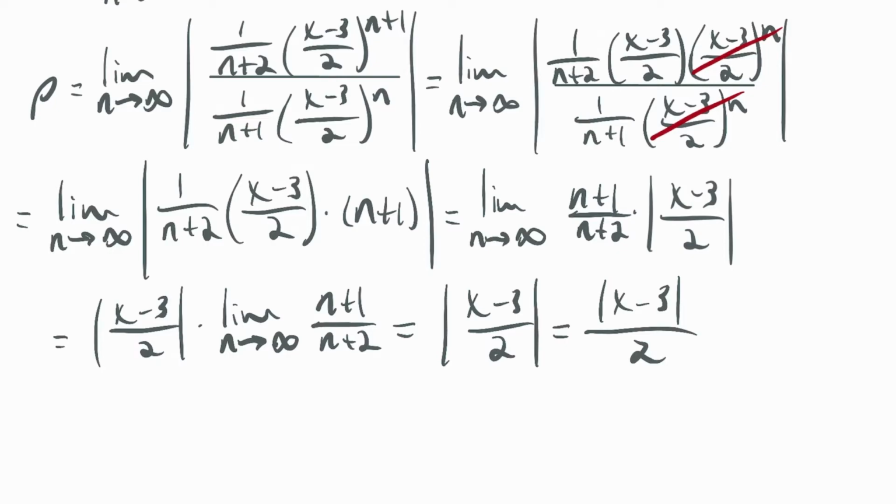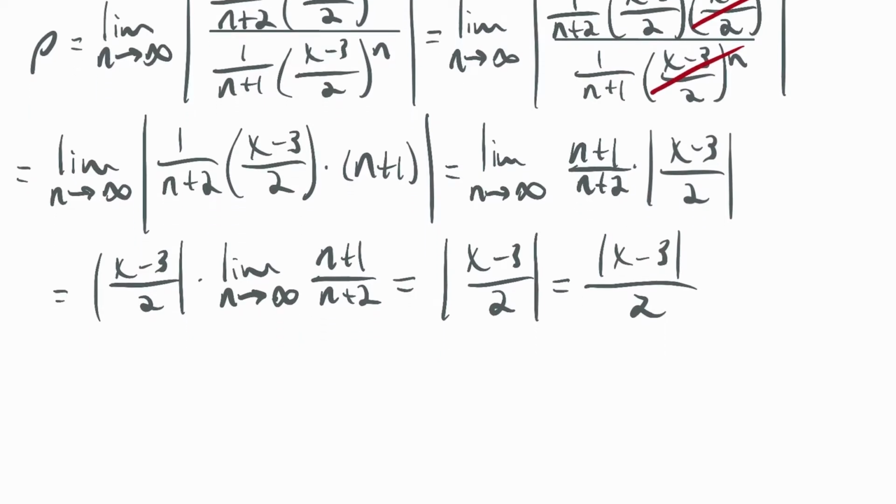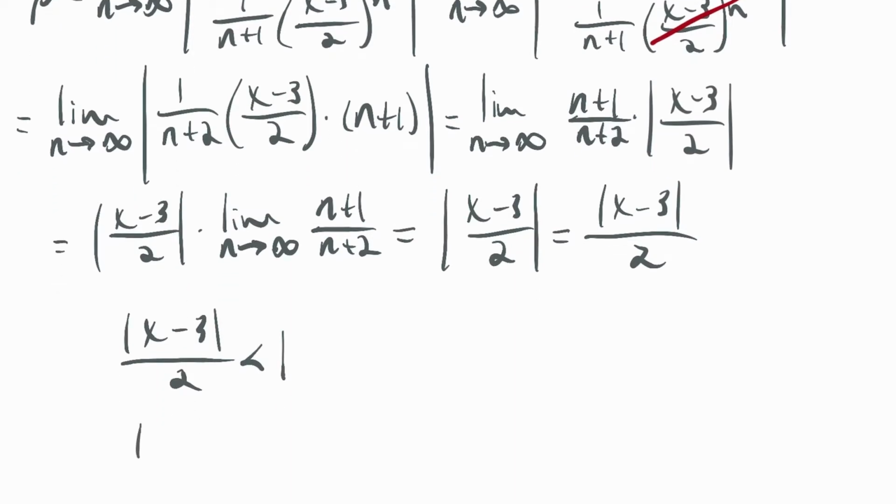So depending on the x coordinate we choose, or x value, I should say. So if this is less than 1, then we get absolute convergence. If this is equal to 1, we don't get anything. We have to do a different test. If this is greater than 1, then we get divergence. So looking for convergence, essentially we're looking for the interval of convergence. We're going to set this less than 1 and solve. Okay, so we can multiply 2 on both sides.